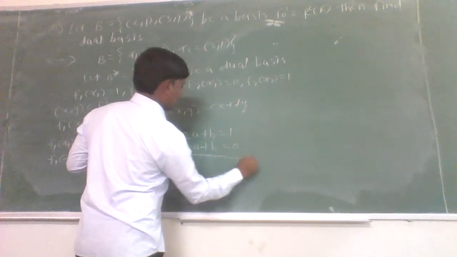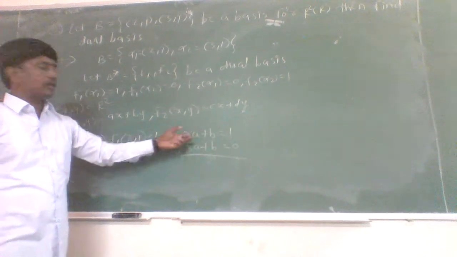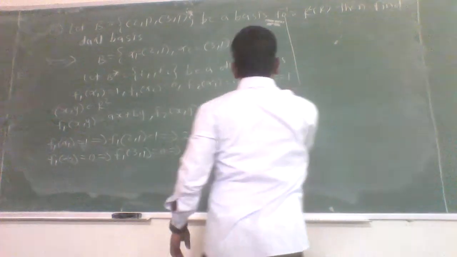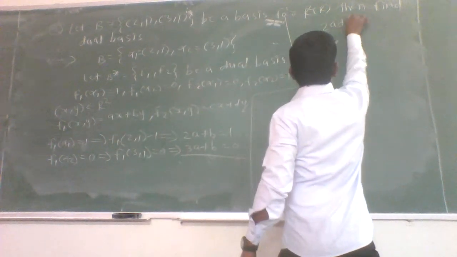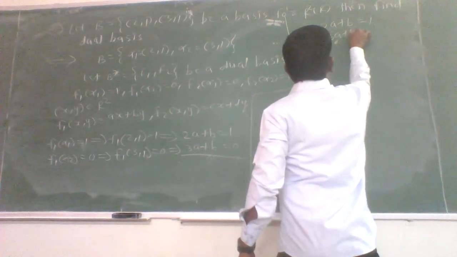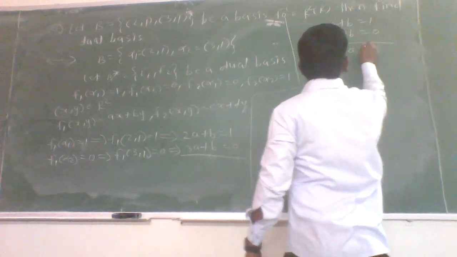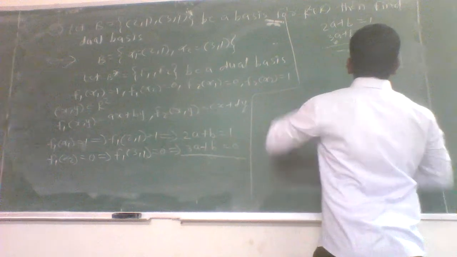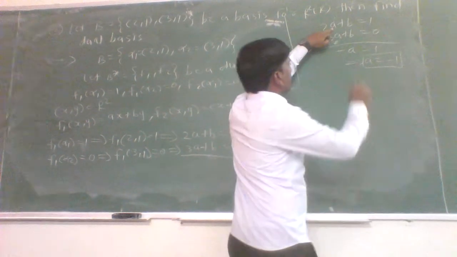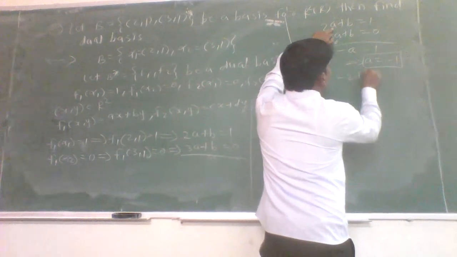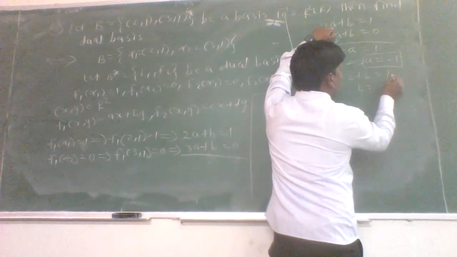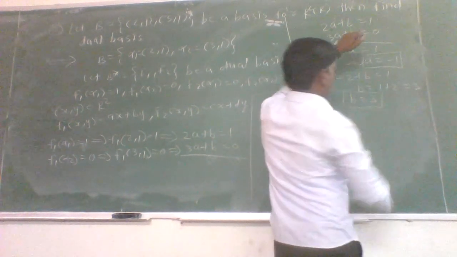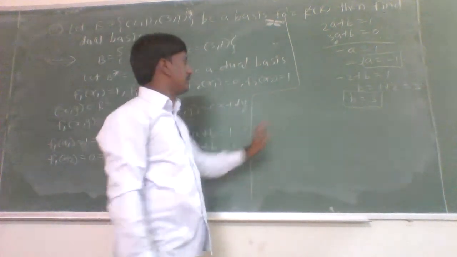So from this, now we have to find out the values of a and b. Then we have to solve these two equations: 2a plus b equal to 1, and 3a plus b equal to 0. Now subtracting these two, we get minus a equal to 1, which implies a equal to minus 1. And by putting a equal to minus 1 in this equation, we get minus 2 plus b equal to 1, b equal to 1 plus 2, which is equal to 3. So here we get the values a equal to minus 1 and b equal to 3.